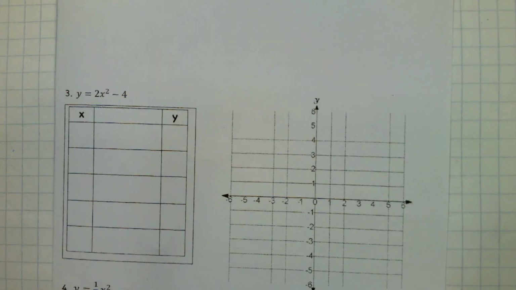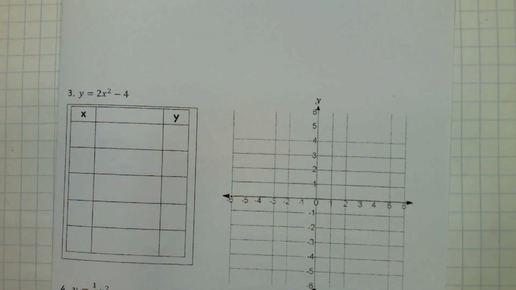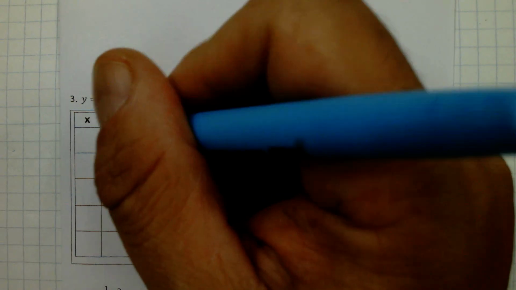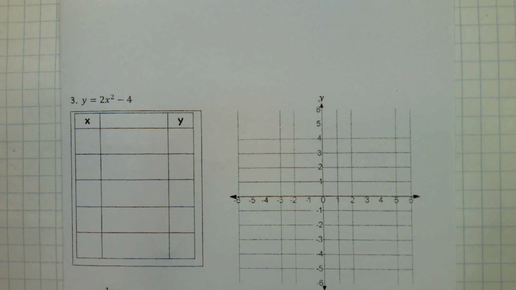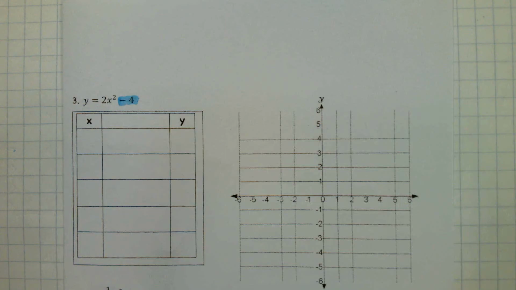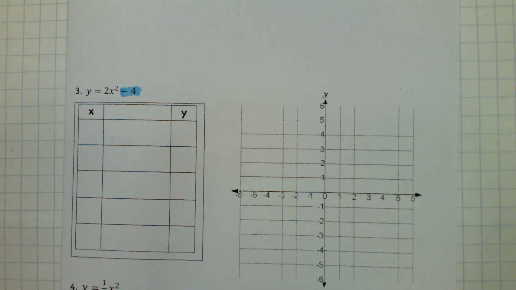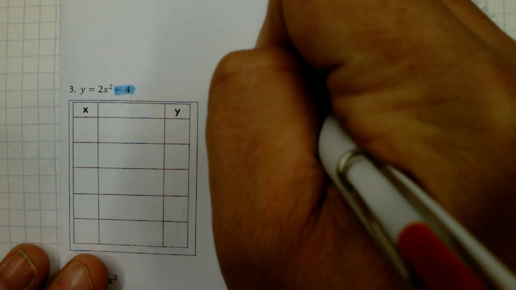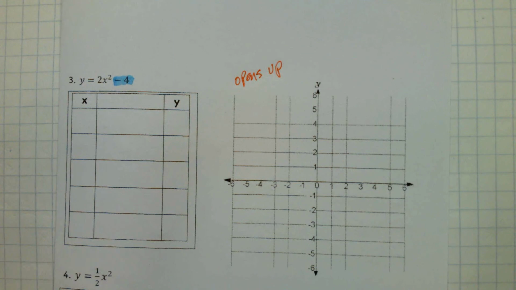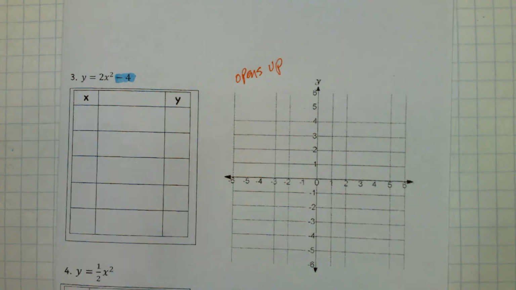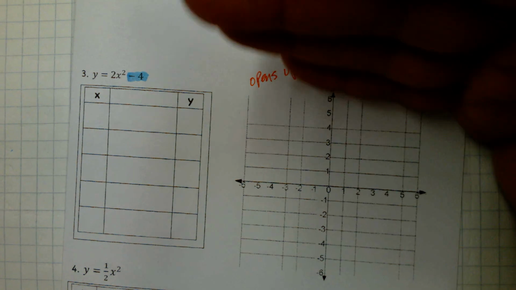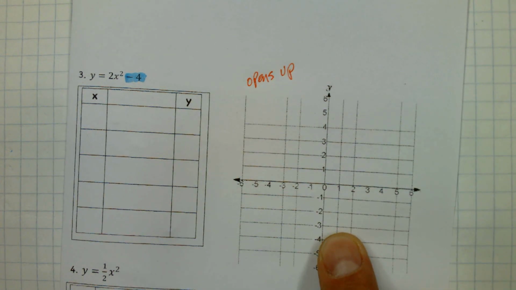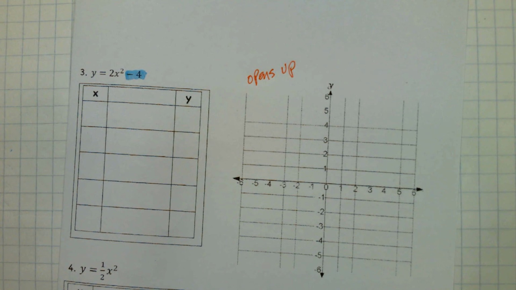So let's take a look at this one. We have a 2 in front of x squared. Is that positive or negative? So will it open up or down, do you think? It'll open up. First thing we should say is that it opens up. That's what we expect to see. And we have minus 4. What do you think minus 4 is going to do to our parabola? Yeah, it's going to shift it down and cross at minus 4. You'll see that.